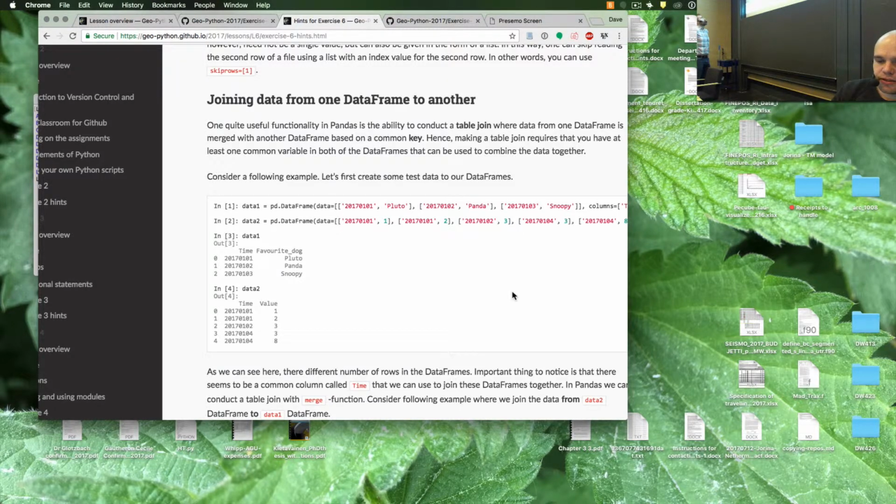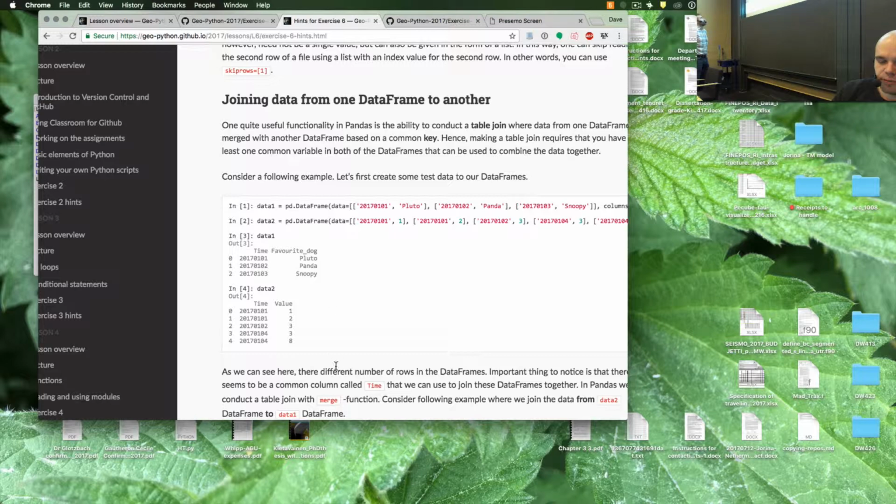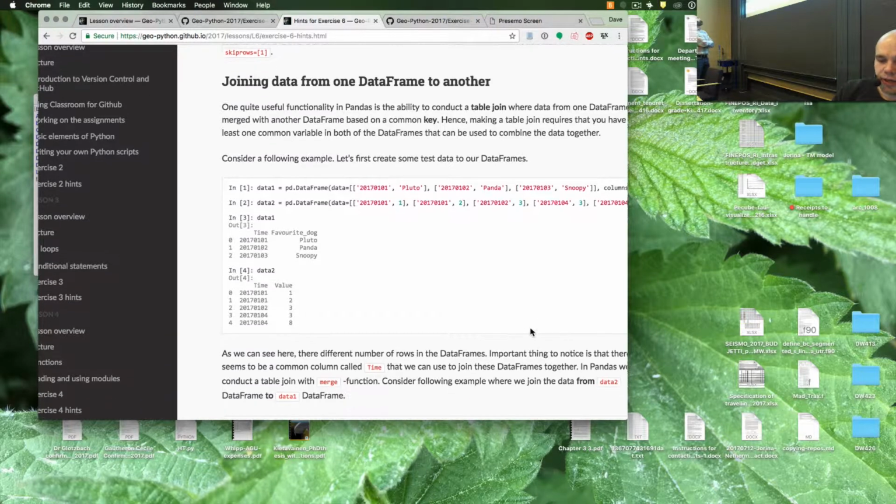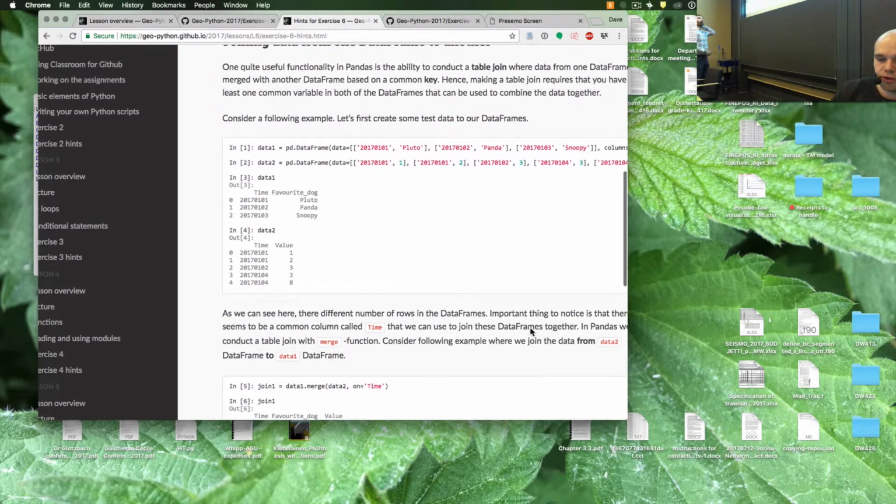The example here is pretty simple. We have some time information, and then we have some variables, favorite dog, and then some value. Basically what we will do here is join the two data frames together based on time, which is the common key information between these data sets. If we know that the time in data frame 1 is January the 1st, 2017, and the second data frame has the same date, then you can use that date information to join the data frames together, and that is how you can do it.